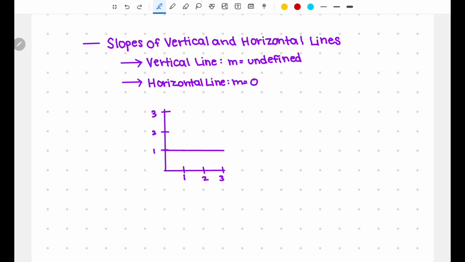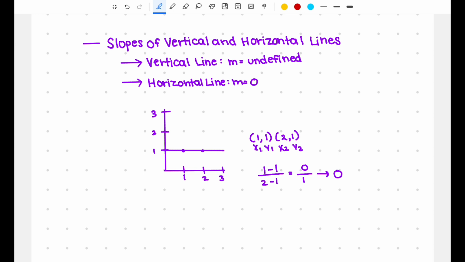Let's try to find the slope between point 1, 1 and 2, 1. All right, we have x1, y1, x2, y2. 1 minus 1 over 2 minus 1. 0 over 1. And like I said before, this is equal to 0. The slope of the line is 0.